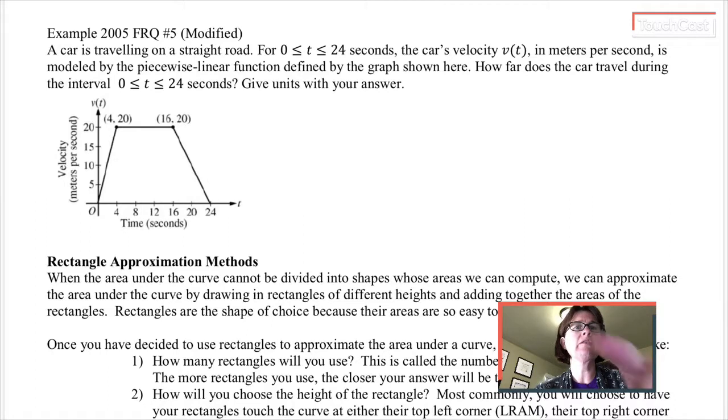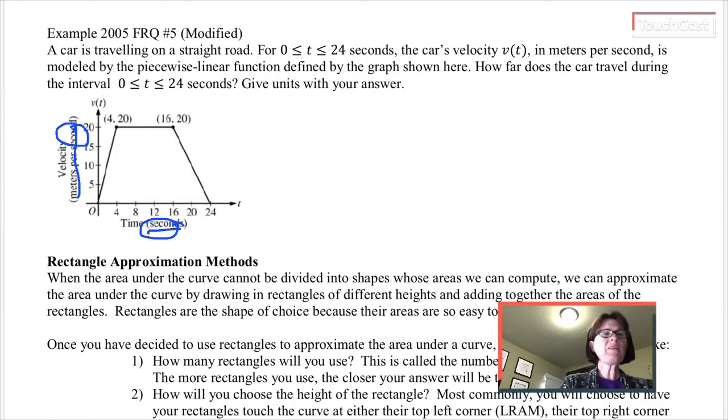So I'm going to check my units. Velocity is measured in meters per second, and time is measured in seconds, so that seconds and seconds match. So I won't have to do any conversion. And now we need to find the area under the velocity curve. So specifically, this is the area between the input axis, in this case the t-axis, and the v curve between time 0 and time 24.